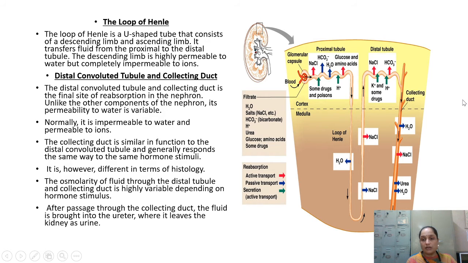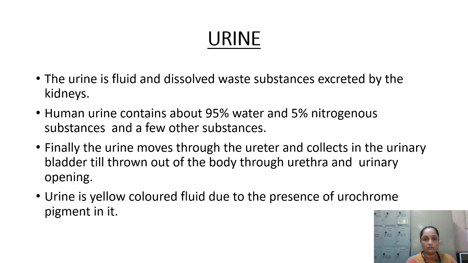Now the osmolarity of fluid in the distal tubule and collecting duct is highly variable depending on hormone stimulus. So because of the hormone stimulus, there can be some difference in the transportation of ions here. After passing through the collecting duct, the fluid is brought into the ureter. So this fluid will enter the renal pelvis. This one is the renal pelvis and this one is the ureter, where it leaves the kidney as urine. Now it is going to be known as urine. So this is the last part.